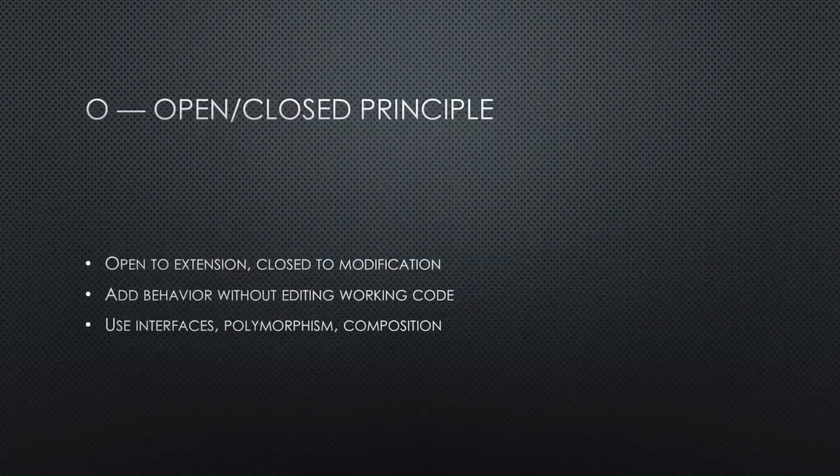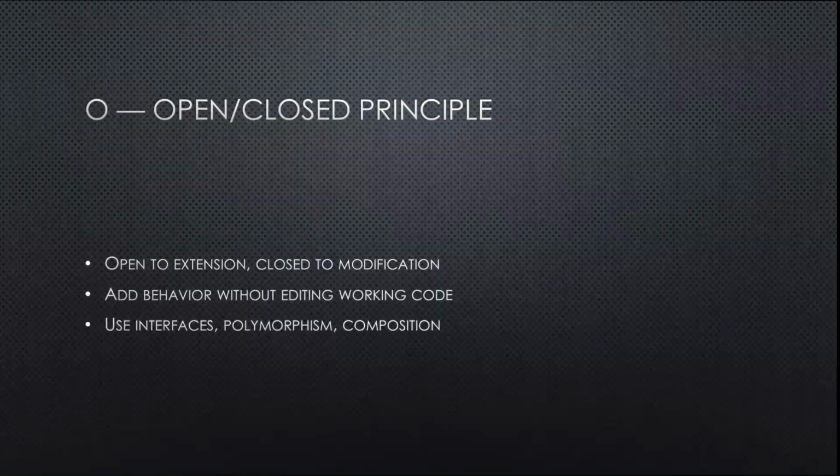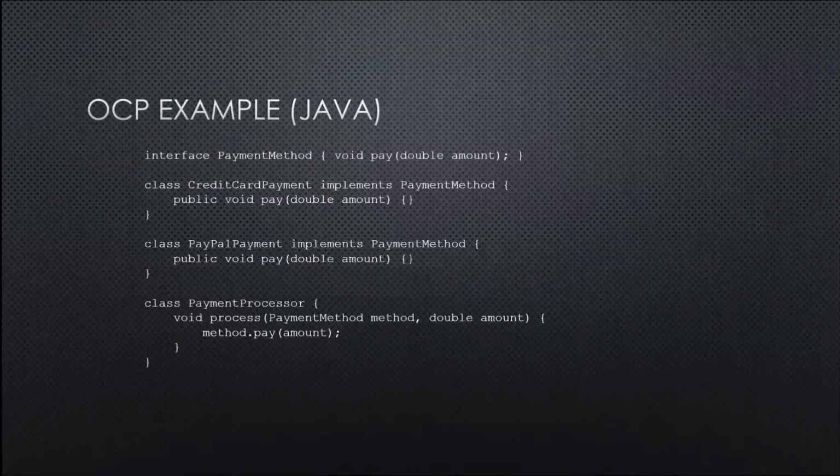The next principle is O for open-closed principle. Open to extension, but closed to modification. That means that you should be able to add behavior without modifying the existing code base. And we use interfaces, child classes, and of course composition to achieve all this. This is an example using an interface.